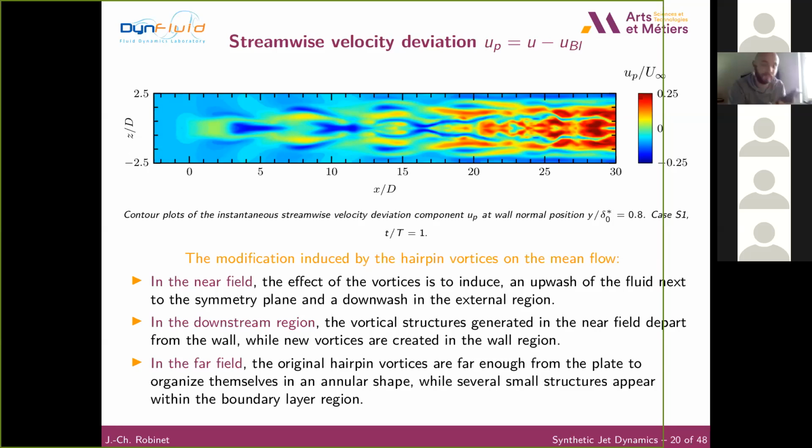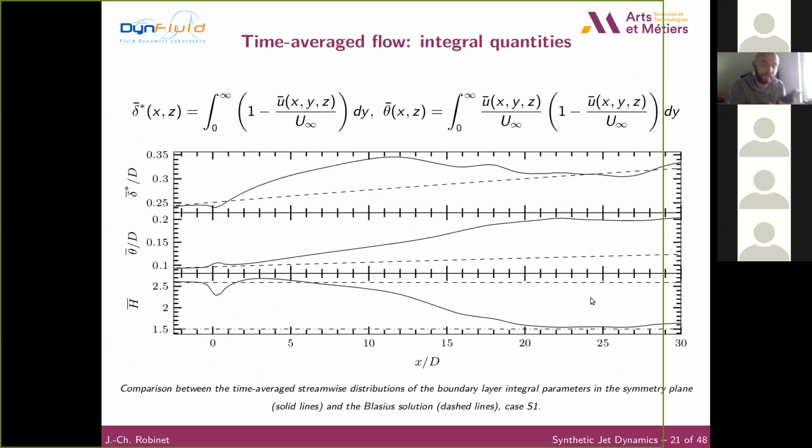In the far field, the original hairpin vortices are far enough from the plate to organize themselves in an annular shape, while several small structures are paired within the boundary layer region. If we want to see the evolution more accurately, we can look at the time average flow, and particularly the integral quantities, typically the displacement thickness, the momentum thickness, and the shape factor.